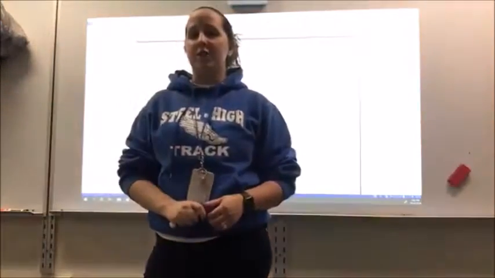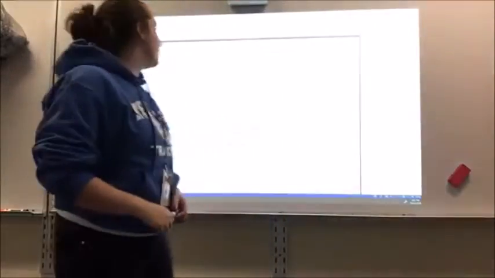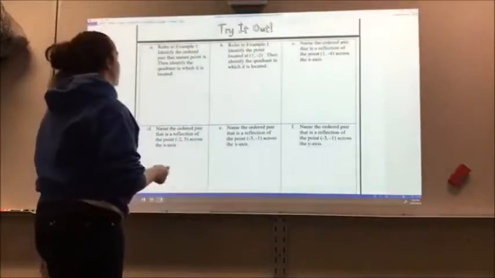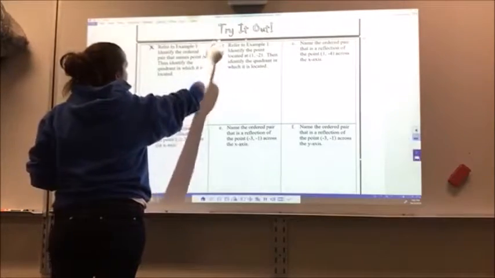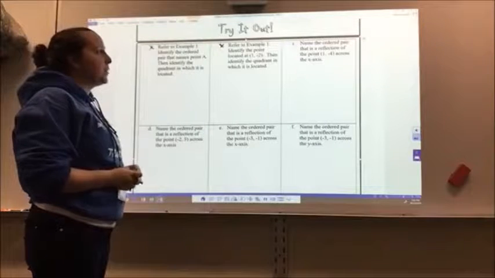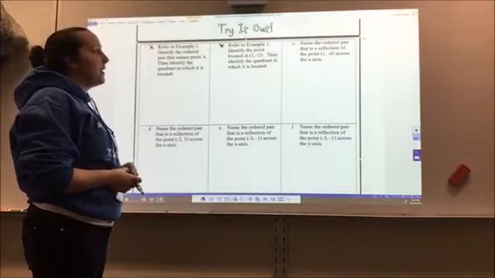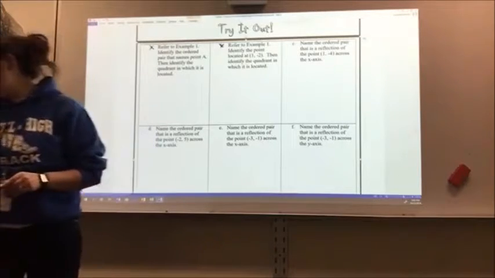All right, now that you've had a chance to try out the try problems, let's go over the answers together. So, for number A and B, you actually can just cross those off. You don't have to do them. Okay? Letter C says, name the ordered pair that is a reflection of the point 1, -4 across the x-axis.